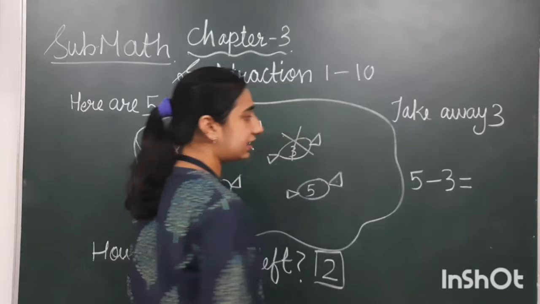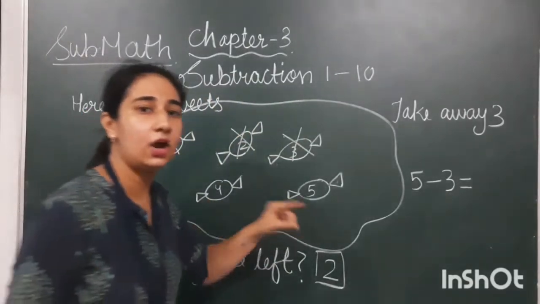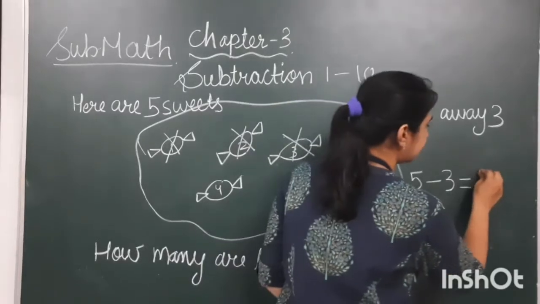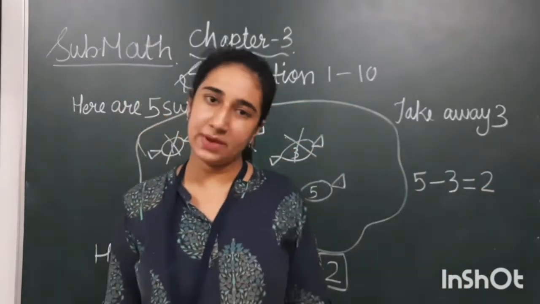5, and 3 are taken away from me. Remaining candies 1 and 2. I will write here answer. 2 are remaining with me.